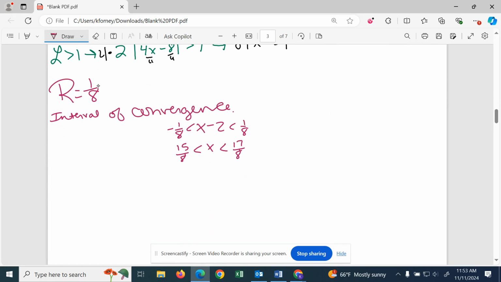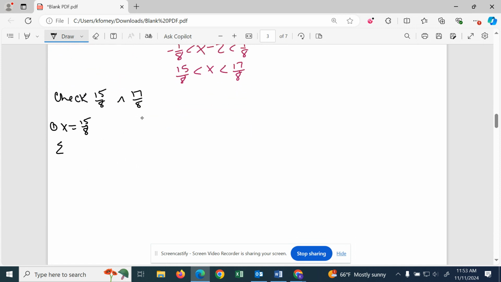So now we need to check our endpoints. So we want to check 15/8 and 17/8. We're going to start with the 15/8. When x equals 15/8, all we're doing here is substituting it into our series. So that's 2 to the n over n.